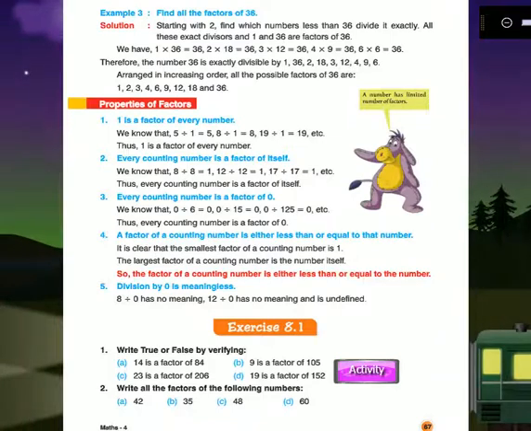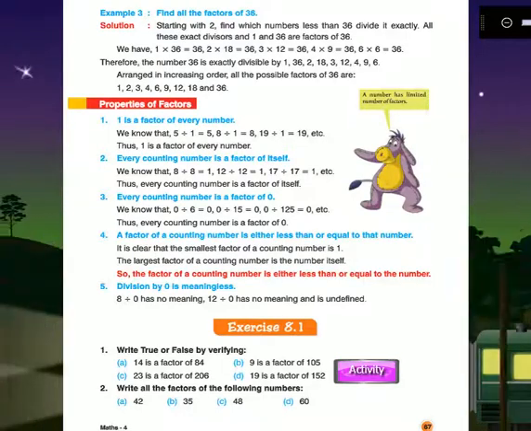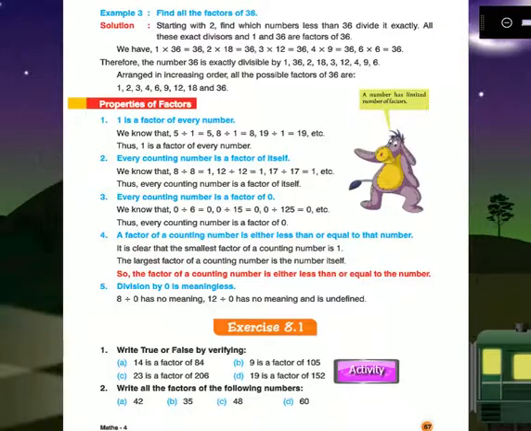Division by 0 is meaningless. 8 divided by 0 has no meaning. 12 divided by 0 has no meaning and is undefined.